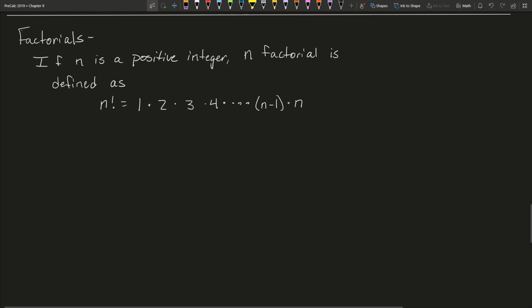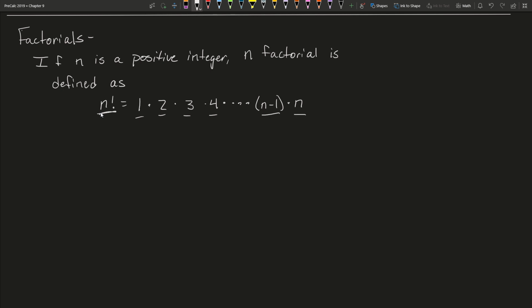The last thing I want to go over today is factorials. A factorial is just a way to say that we're multiplying every number up until a given number together. The actual definition: if n is a positive integer, then n factorial is defined as n exclamation point, which is the notation we'll be using. That says n factorial. What that means is we're multiplying every number up until n together.